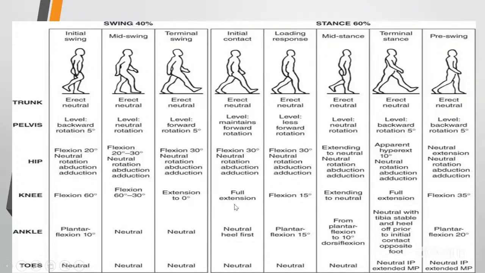Then we have full knee extension when you have initial contact. You have 0 degrees or you have full knee extension. Then going into loading response, we just have 15 degrees of flexion of the knee. Then it's going back into neutral in mid stance, then full extension and a bit of flexion when it's going into pre-swing, going back to swing phase again. Then the plantar flexion, the same thing, and the toes also the same thing.